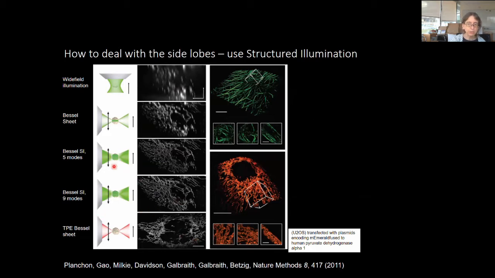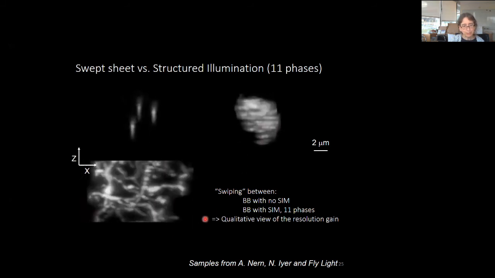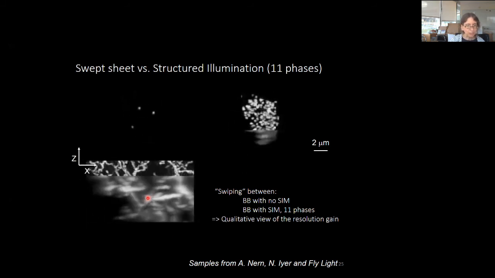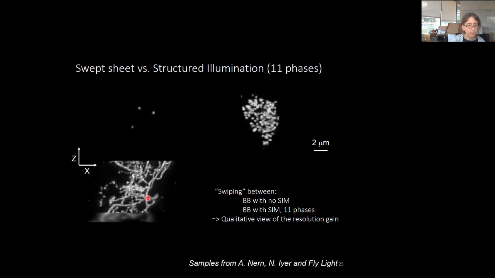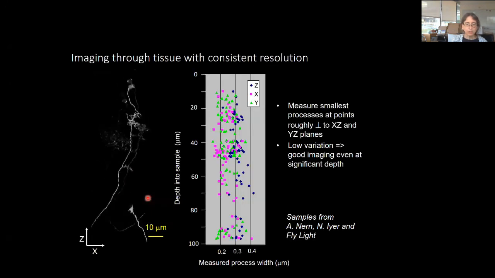So we're going to step the beam across the sample to create a pattern and use structured illumination analysis to reassign the light to the correct place. This is just a qualitative picture of what that looks like. These little movies are swiping between Bessel beam with no structured illumination, so just sweeping the beam, and Bessel beams with structured illumination, looking at beads, a little arbor of synapses, and the membrane label of a complex arbor. And just qualitatively, of course, the axial resolution is much better, which is what we expect.